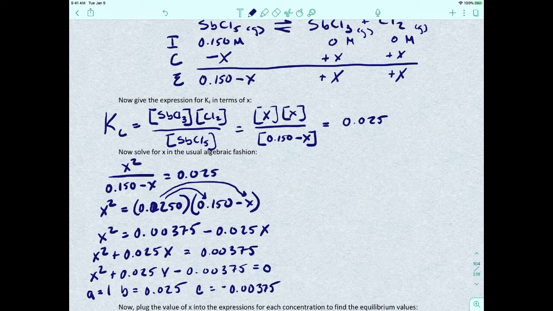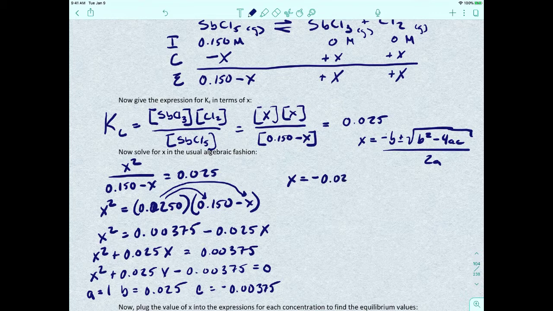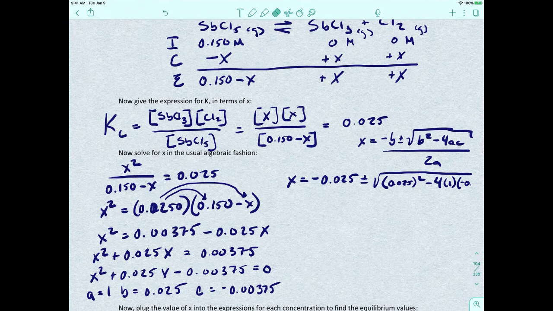All right, so what I need to do is use the quadratic formula, which again, this is it. x is equal to negative B plus or minus the square root of B squared minus 4AC, divided by 2A. So I need to pop all these values in. We're going to have x is equal to negative B, which is 0.025, plus or minus the square root of B squared, so 0.025 squared, minus 4 times 1 times C, which is negative 0.00375, divided by 2 times 1.